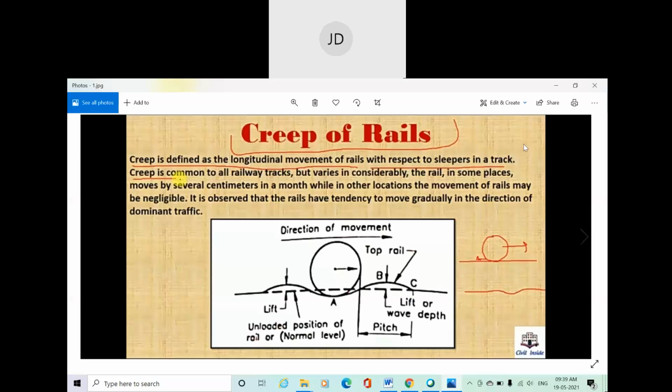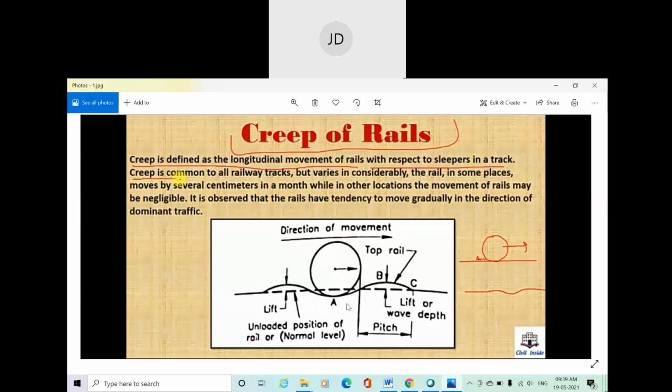So basically, what is creep here? Creep is defined as a longitudinal movement of the rail with respect to the sleeper in track, and it is common in all railway tracks, but varies considerably. The rail in some places moves by several centimeters in a month, while in other locations the movement of the rail may be negligible. It is observed that the rail has a tendency to move gradually in the direction of the dominant traffic. Okay, so basically this is the diagram.